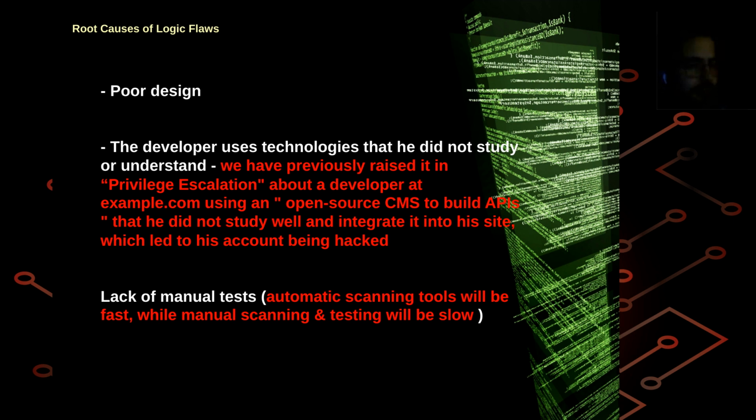So a lot of companies and researchers tell us that automatic scanning tools are fast, and we will find vulnerabilities easily. In this case, you can find some technical vulnerabilities, but you cannot find logical vulnerabilities. So I prefer manual testing and scanning. Of course it will be slow, but it will be a way to find logical vulnerabilities, also with the technical vulnerabilities.